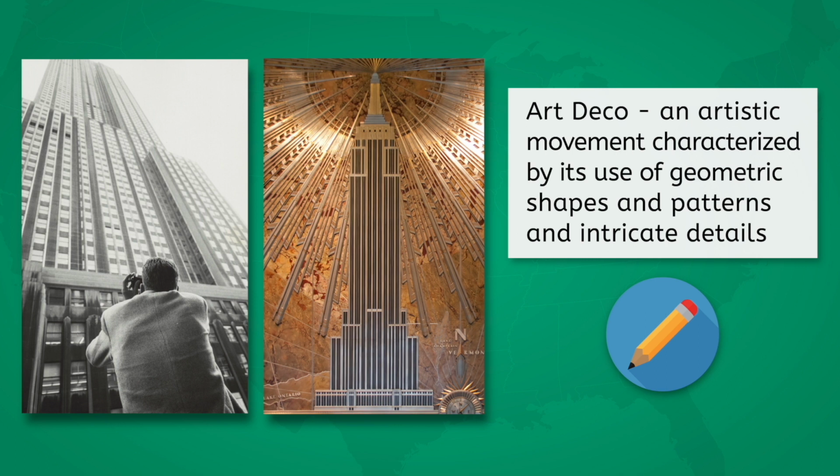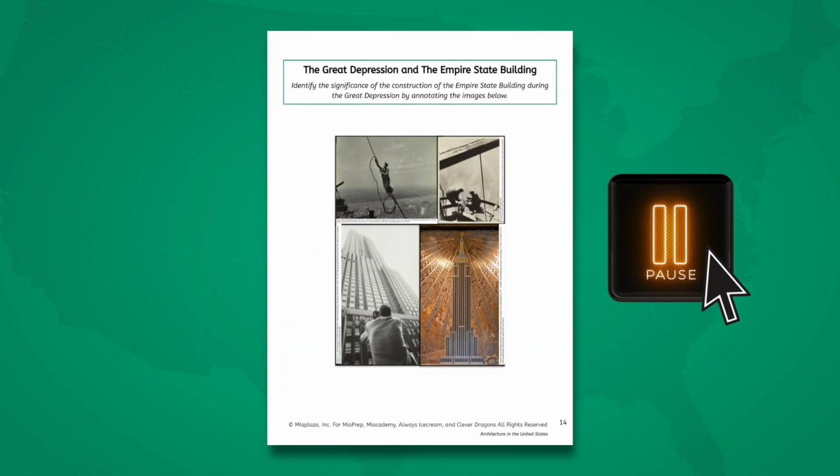Its Art Deco design, an artistic movement characterized by its use of geometric shapes and patterns, smooth lines, and intricate details, reflected the prevailing architectural style of the time, embracing a growing enthusiasm for change and progress as well as hope for the future. If necessary, pause here to complete the annotations for the Empire State Building.